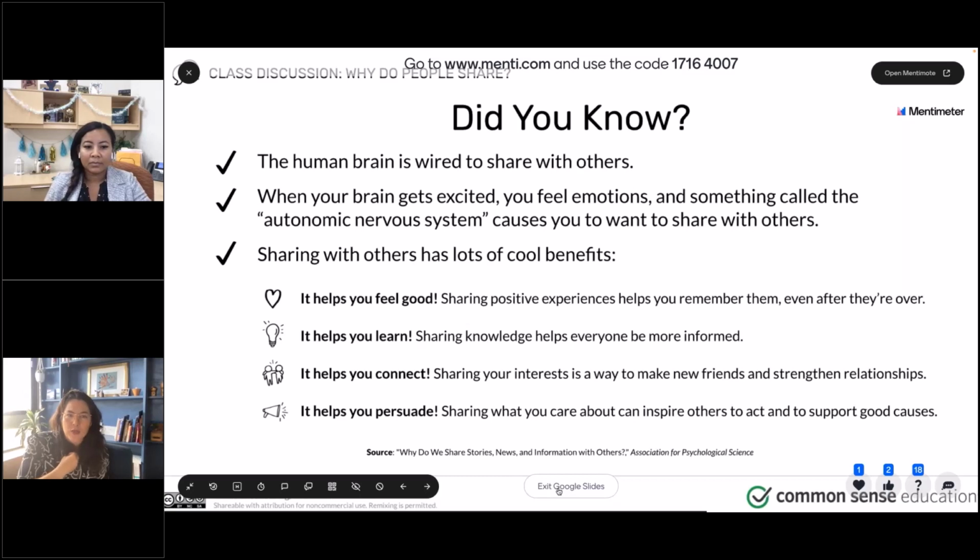We are wired to connect with others and we want to share. Some of us more than others, right? Some of us are big sharers and some of us are not such big sharers. But sharing has a lot of benefits when we share all this information. It helps you feel good. It helps us learn.